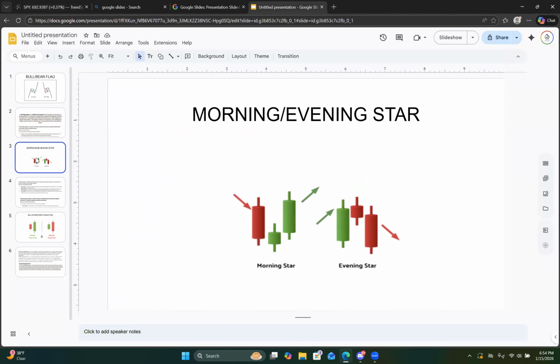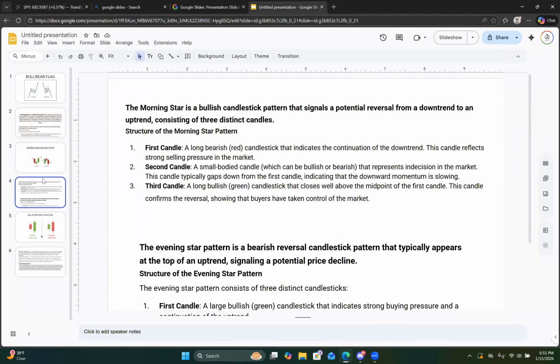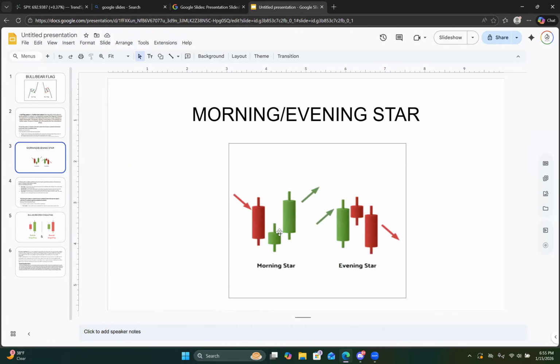Next on the list is going to be the morning and evening star. This is a very common one as well. The morning star is a bullish candlestick pattern that signals a potential reversal. So these are reversal patterns. Bull and bear flags are continuation. The morning and evening star are going to be reversal. These are very big reversal patterns you will see quite often.